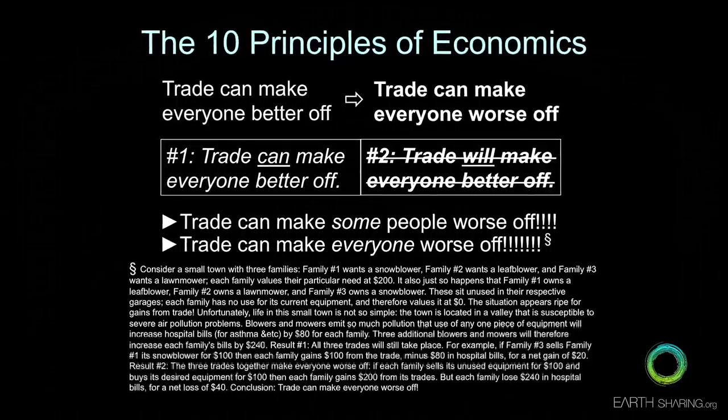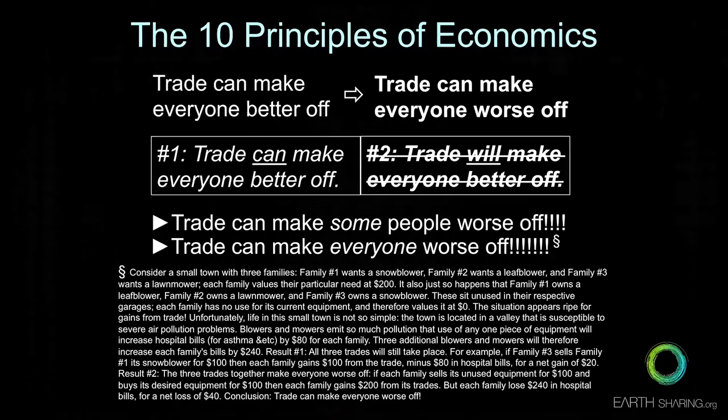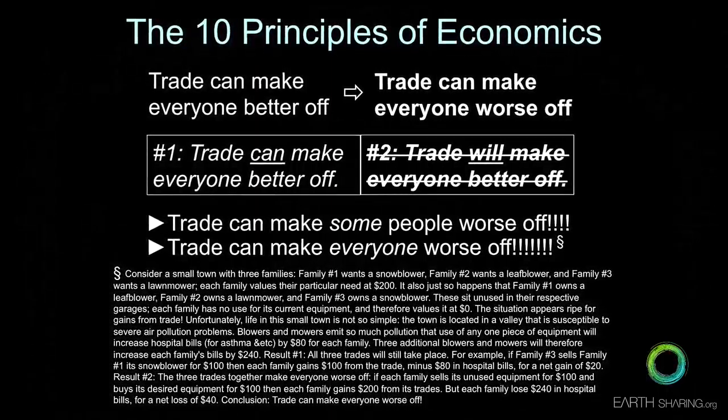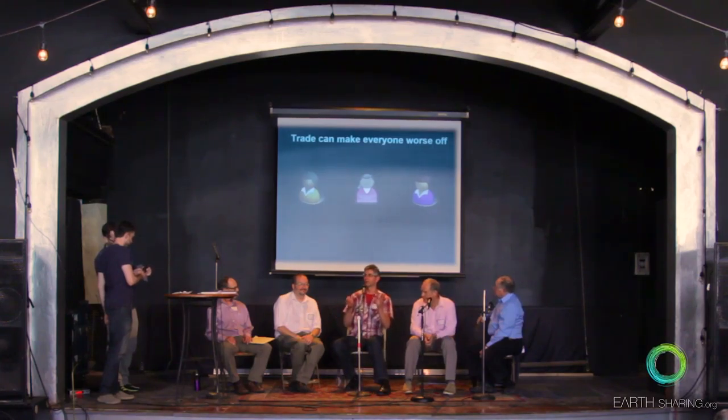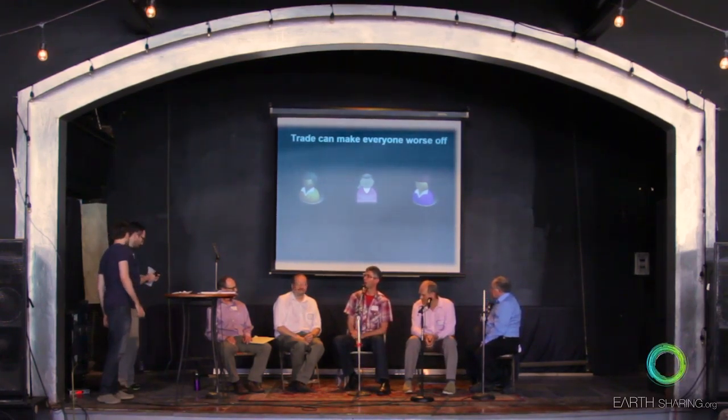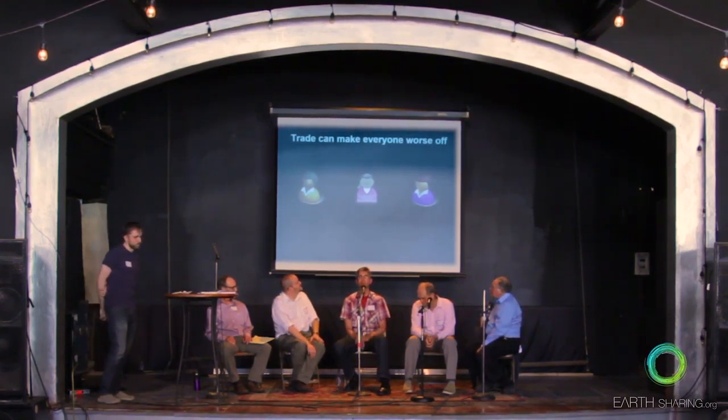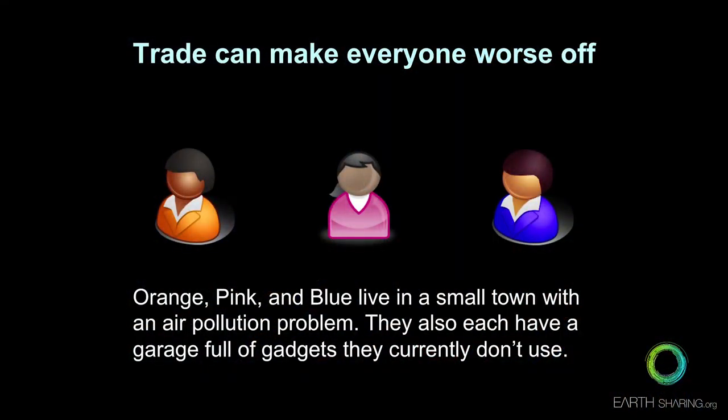It actually builds off of this slide from my little comedy show where we talk about trade making everyone worse off. It's actually possible in a theoretical situation, at least, to have trade make everyone worse off. And here's a real simple example of this. It's a simple three-person externality model. We're going to have these three people called Orange, Pink, and Blue. They all live in a small town. Small town has an air pollution problem. And each has a garage full of stuff that they don't use.